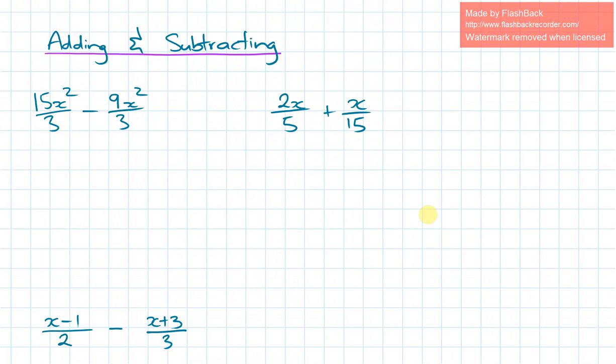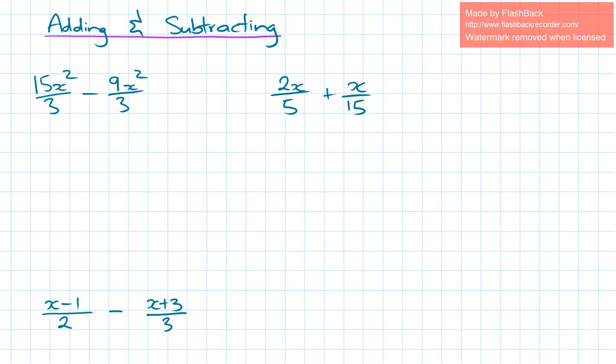Okay, adding and subtracting. With adding and subtracting algebraic fractions, the denominator needs to be the same before we can add or subtract the numerators. So in this first example we can see that the denominator is 3, so we just continue with the subtraction of the numerators. So 15x squared minus 9x squared will give me 6x squared over 3, so we're not changing the denominator. And then I can simplify that further. 6 divided by 3 is 2, so I end up with 2x squared.